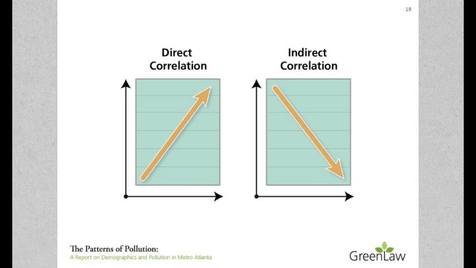And when I talk about direct correlation for our purposes today, I mean that as the level of the demographic characteristic analyzed rises, so too does the average number of pollution points. And when I speak of an indirect correlation, I mean that there's an inverse relationship between the two values. So when pollution points decrease, the demographic characteristic levels rise or increase.